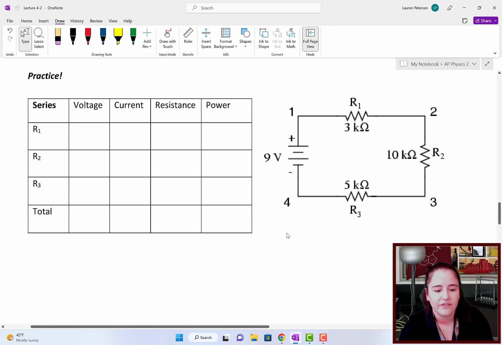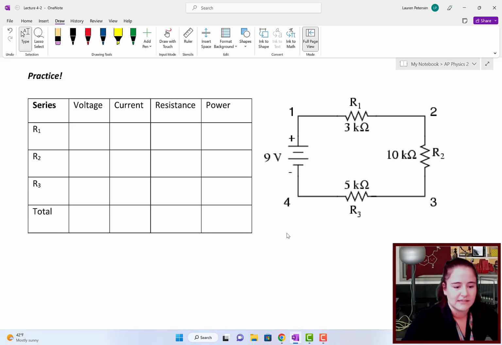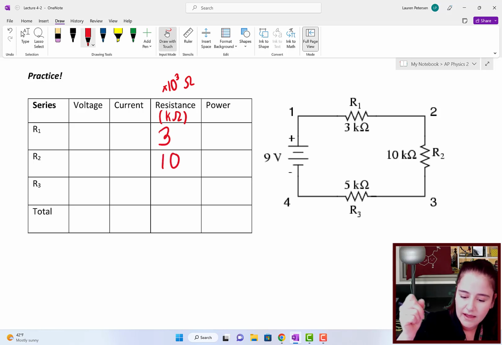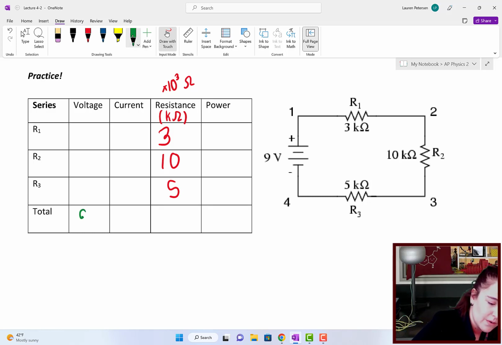Okay, we have some 5 kilo ohm resistors. So the units of my resistance are going to be kilo ohms, which is times 10 to the third ohms. So we have R1 is 3, R2 is 10, and R3 is 5. And then we have a 9-volt battery, so 9 volts coming from the battery.